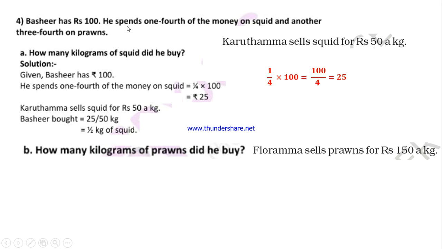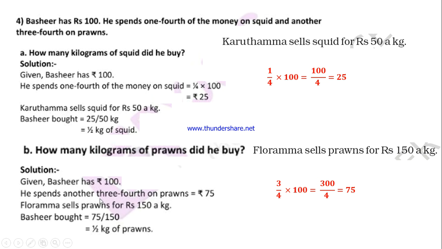Because Bashir is buying two types of fish, one is squid fish, another one is prawn. So squid we finished. Now we go to prawn. First let's find the amount of 3/4 of 100 rupees. 3/4 of 100 rupees he is spending to buy prawns. How do we write it? 3/4 multiplied by 100.